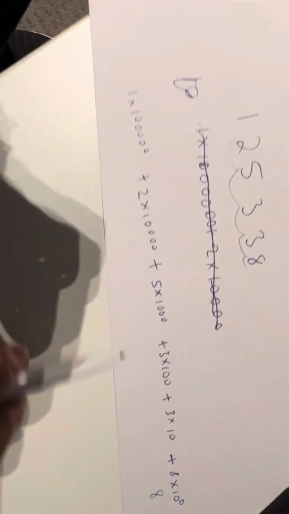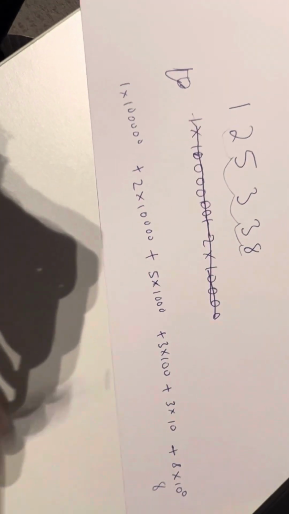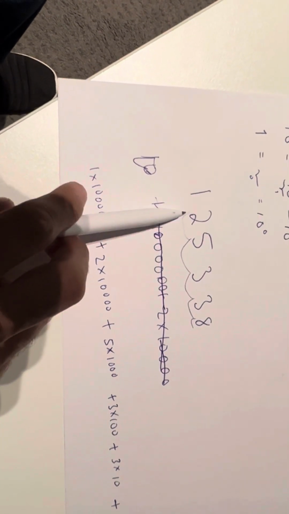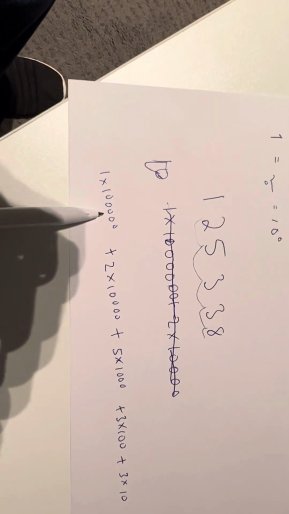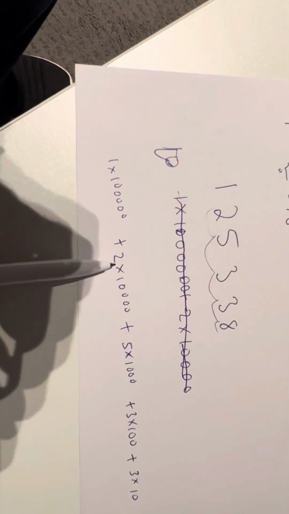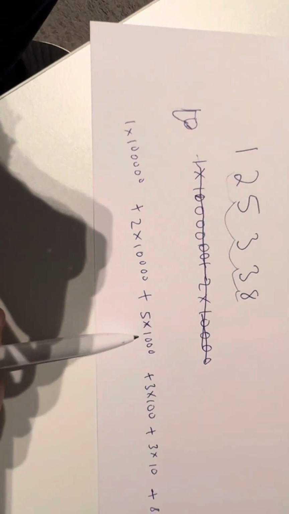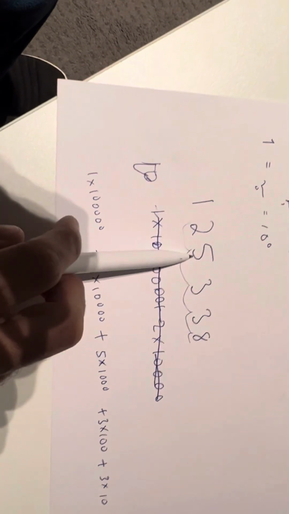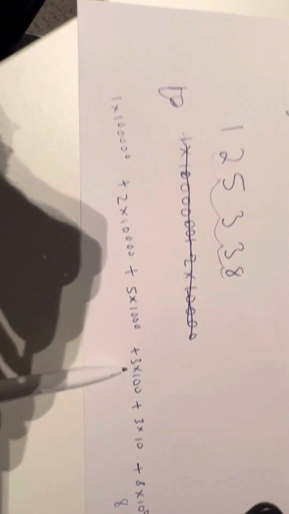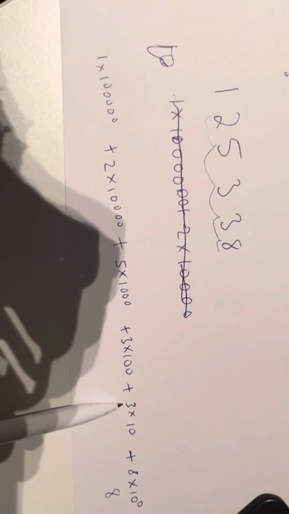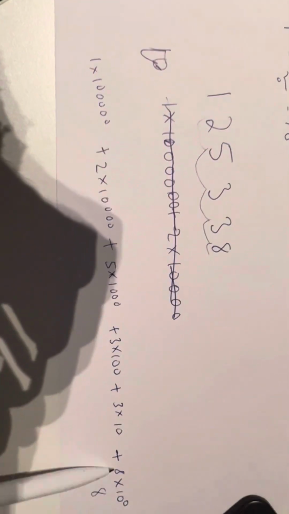Okay, so this will give you a number, right? Makes sense? So the number is 125,338. It's 1 times 100,000, which will give you the first digit, 2 times 10,000, which will give you the second digit, 5 times 1,000, which will give you this part, then 3 times 100, which will give you this 3, plus 3 times 10, plus 8.